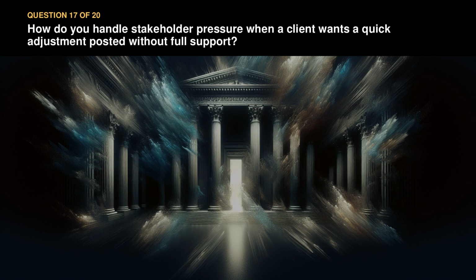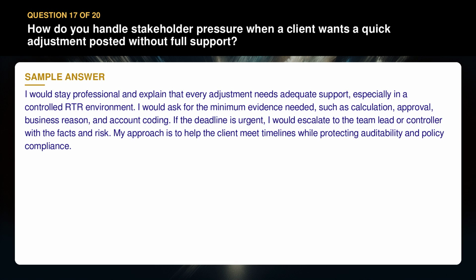Question 17. How do you handle stakeholder pressure when a client wants a quick adjustment posted without full support? I would stay professional and explain that every adjustment needs adequate support, especially in a controlled RTR environment. I would ask for the minimum evidence needed, such as calculation, approval, business reason, and account coding. If the deadline is urgent, I would escalate to the team lead or controller with the facts and risk. My approach is to help the client meet timelines while protecting auditability and policy compliance.